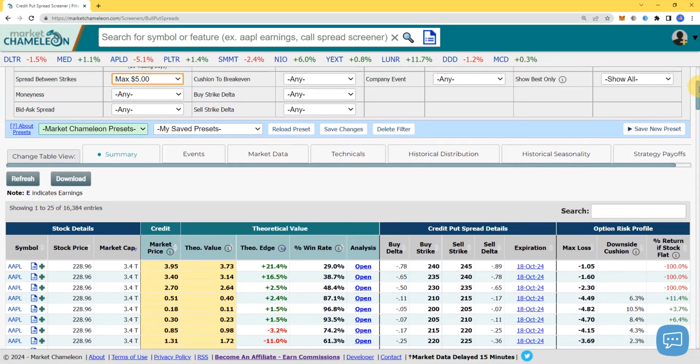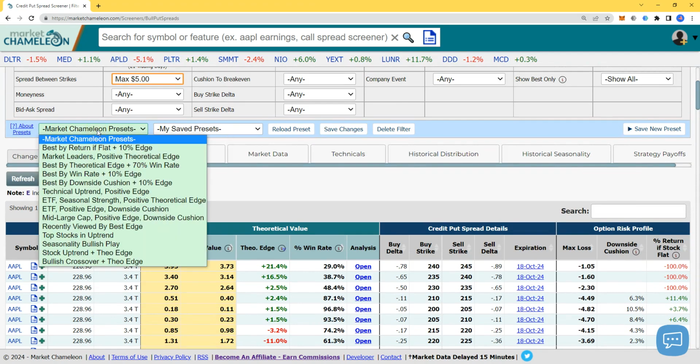But I want to focus today on finding put credit spreads on high market cap stocks only. So I'm gonna click here, Market Chameleon presets. They have a lot of presets, a lot of stocks. So let's see what we got for this.